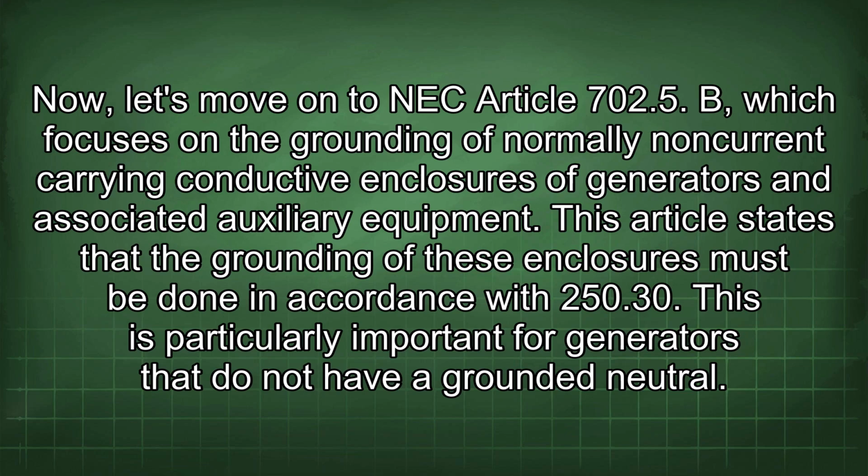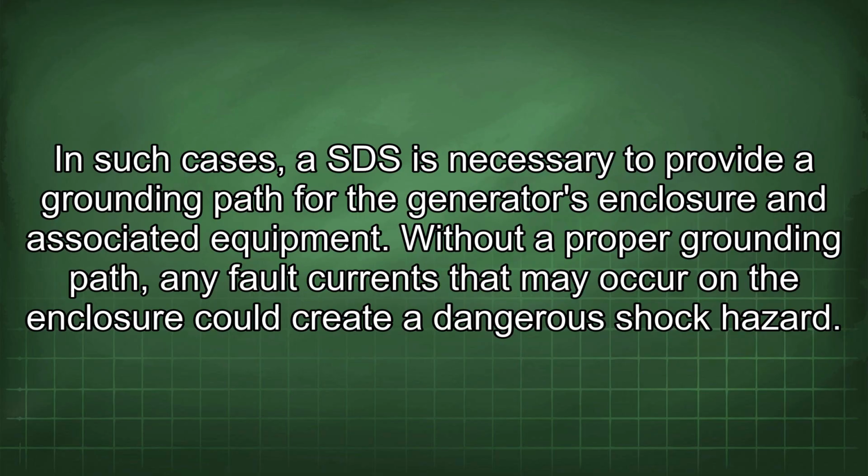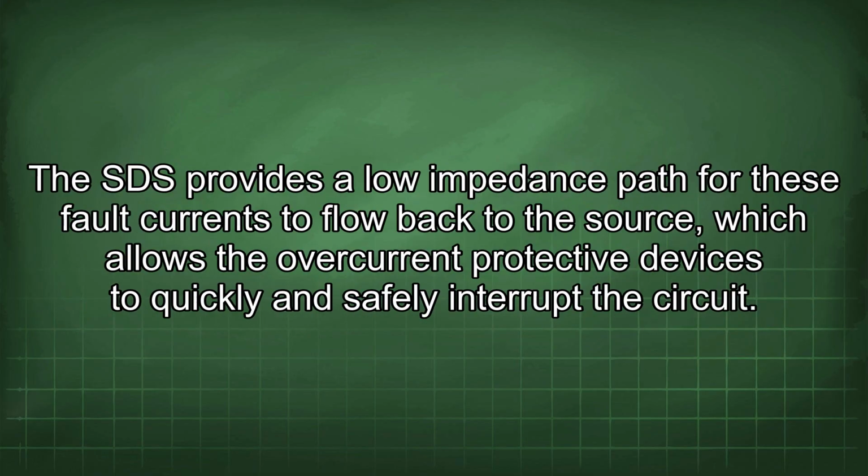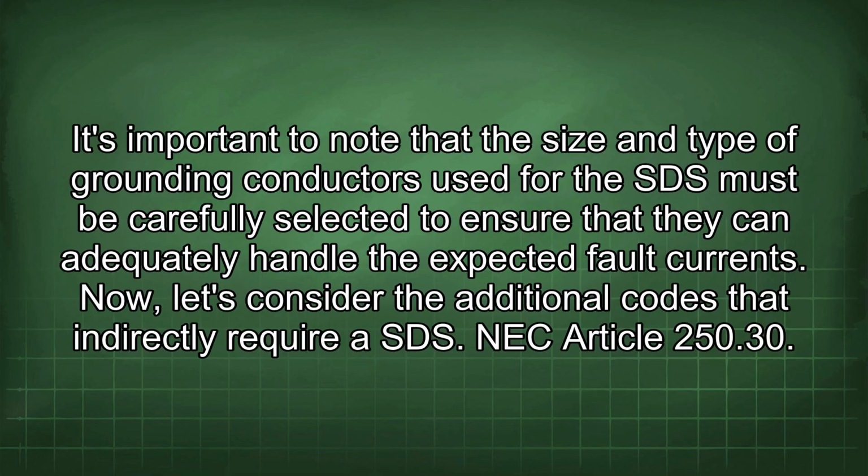This is particularly important for generators that do not have a grounded neutral. In such cases, a SDS is necessary to provide a grounding path for the generator's enclosure and associated equipment. Without a proper grounding path, any fault currents that may occur on the enclosure could create a dangerous shock hazard. The SDS provides a low impedance path for these fault currents to flow back to the source, which allows the overcurrent protective devices to quickly and safely interrupt the circuit. It's important to note that the size and type of grounding conductors used for the SDS must be carefully selected to ensure that they can adequately handle the expected fault currents.